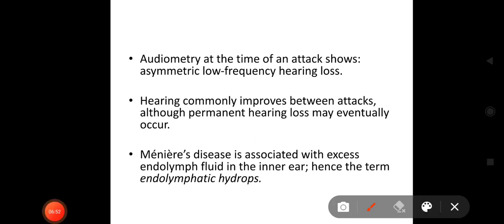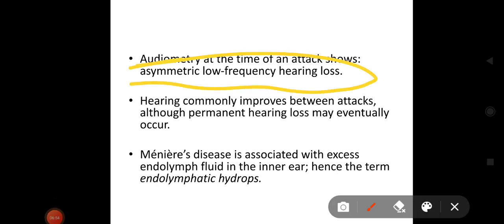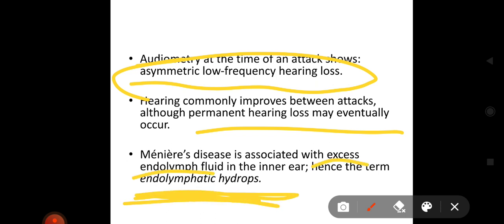Now audiometry at the time of attack shows asymmetric low frequency hearing loss. Hearing commonly improves between the attacks, although permanent hearing loss may eventually occur. Meniere disease is associated with excess of endolymph fluid in the inner ear, hence the term endolymphatic hydrops.